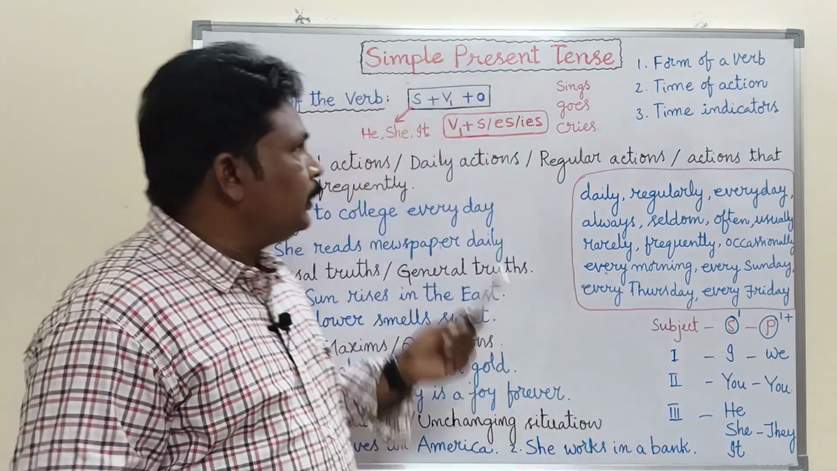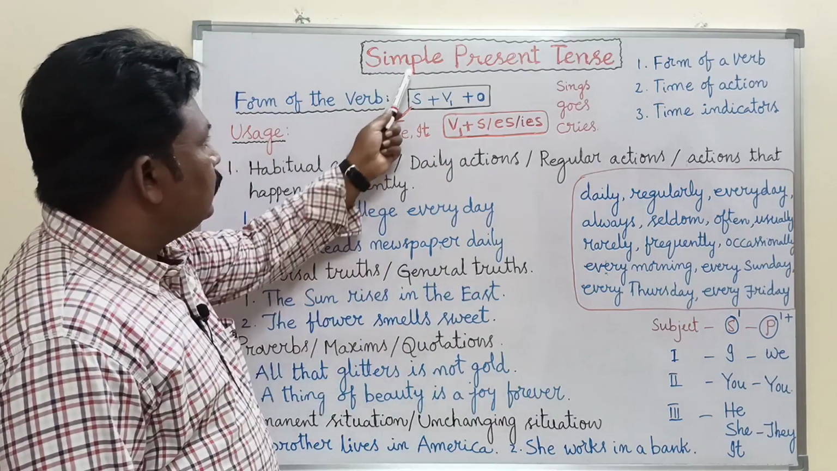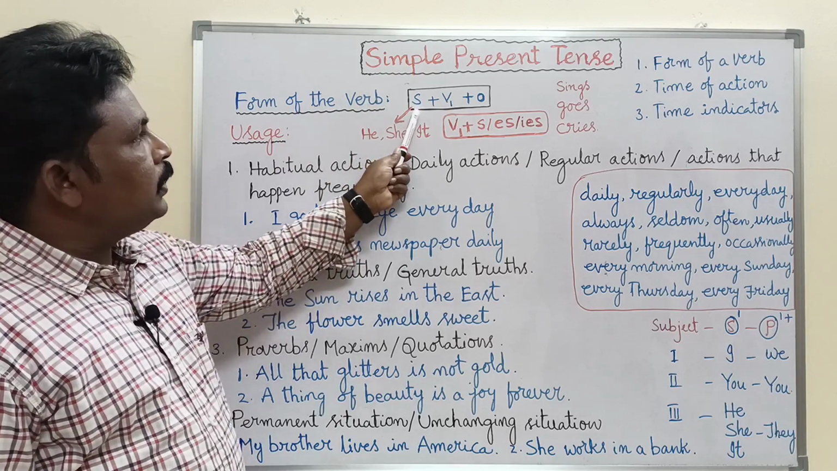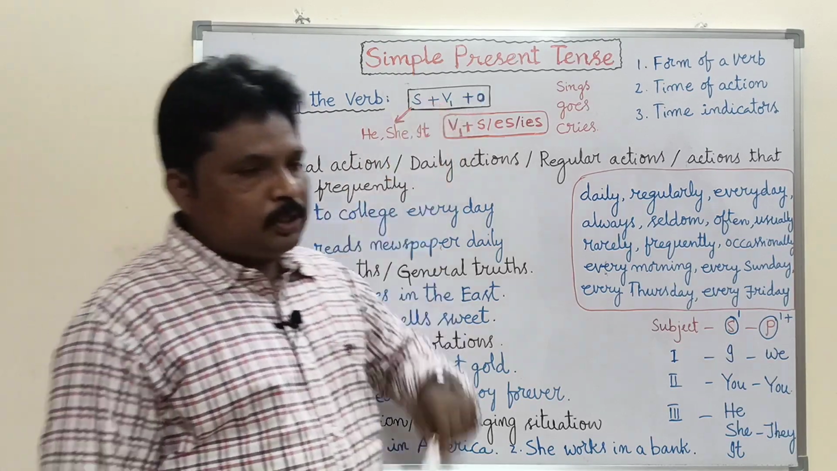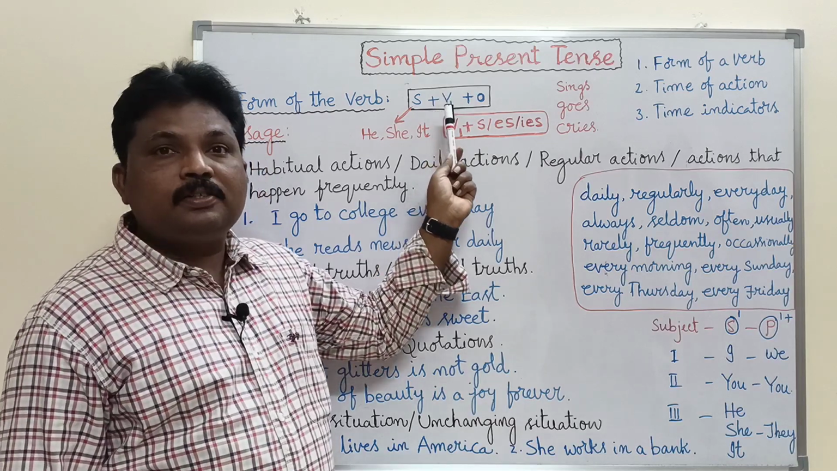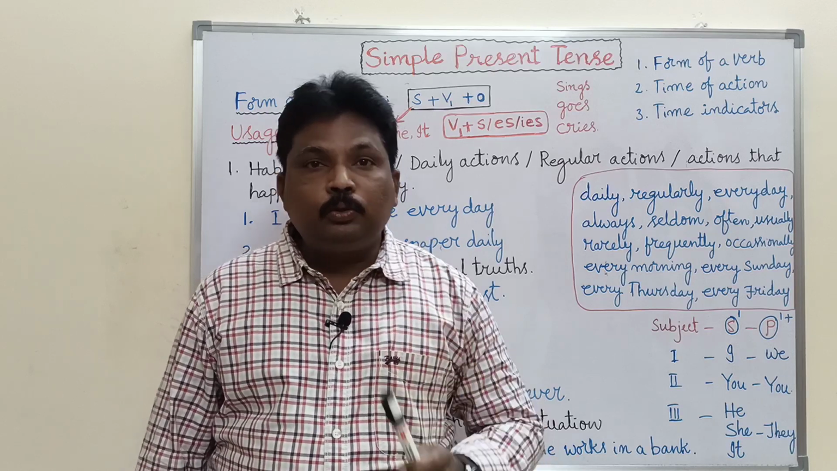Okay, look at the title, simple present tense. The form of the verb in simple present tense is subject plus V1 plus object. So, what is the form of the verb of simple present tense? V1, or the first form of the verb, or the root verb.